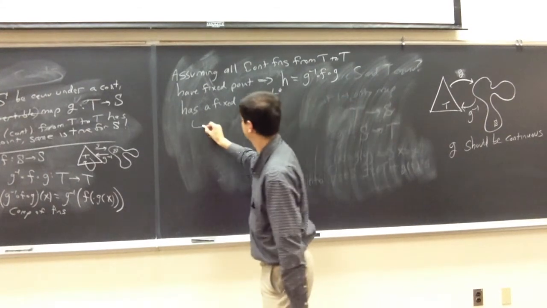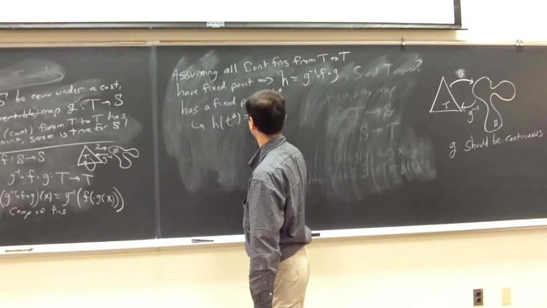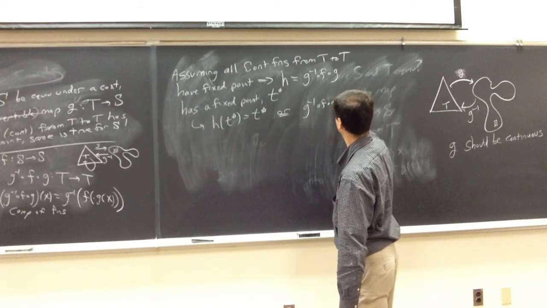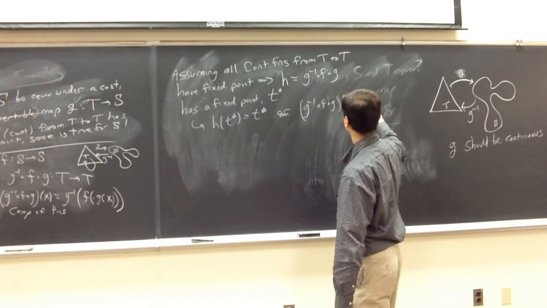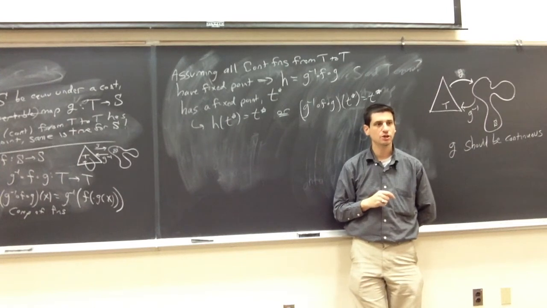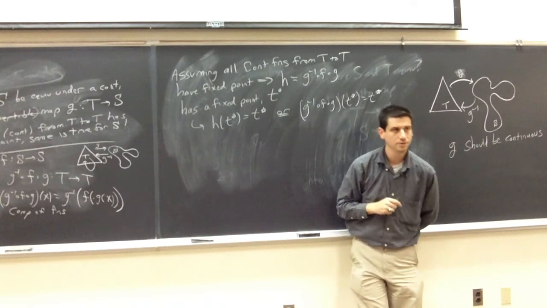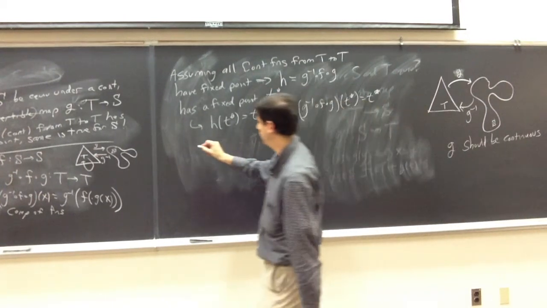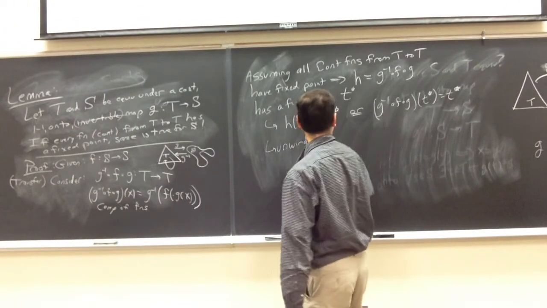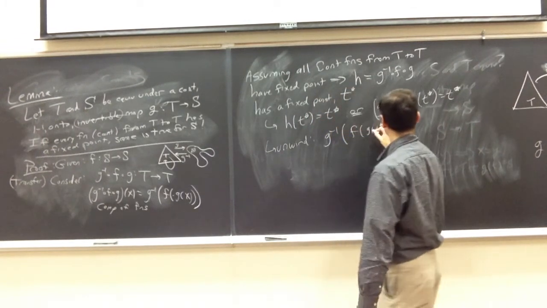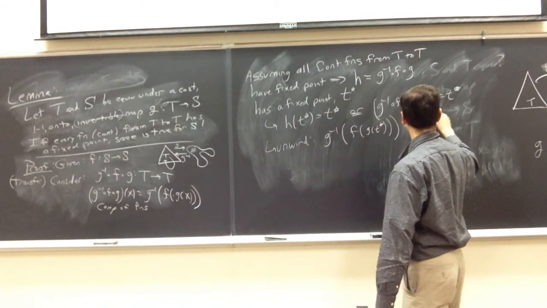Okay, so this means H of T star equals T star, or equivalently, G inverse composed with F composed with G of T star equals T star. What is our goal? What are we trying to do? Show that F has a fixed point. And so now that we know this kind of relation, if we unwind, what do we get? We get G inverse of F of G of T star equals T star.